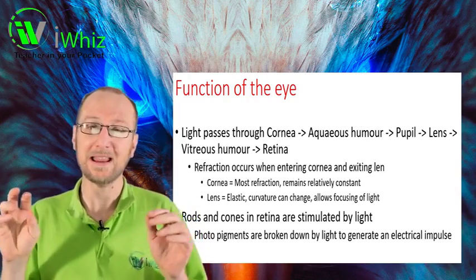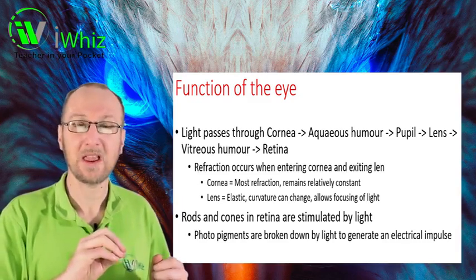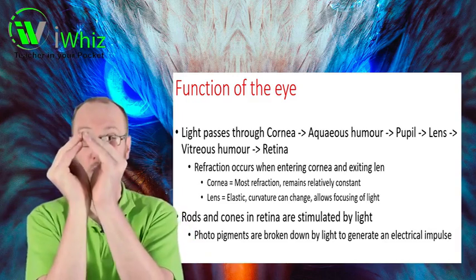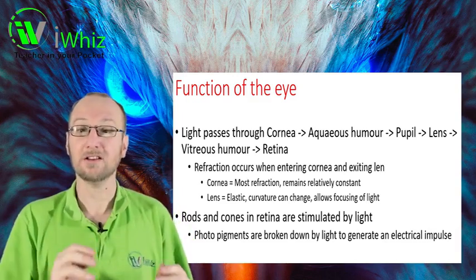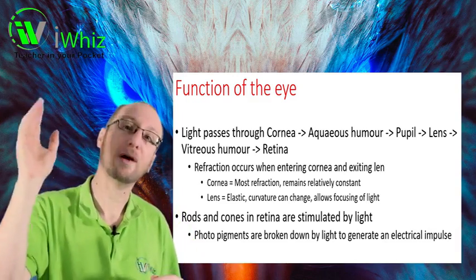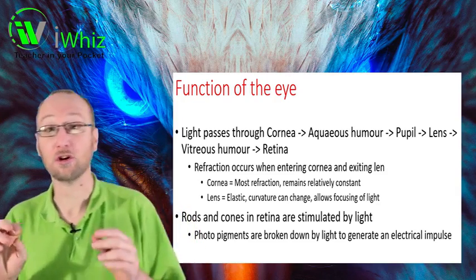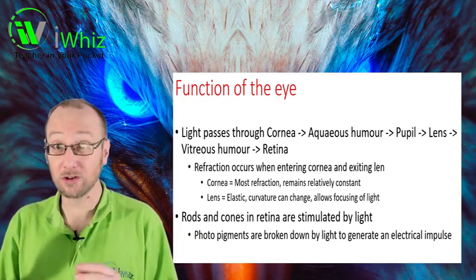However, the lens is elastic and the curvature of the lens can change. In other words, it can be more curved or less curved, depending on how far away the thing we're looking at is. This process is known as accommodation, and we're going to have a closer look at it in a few minutes.